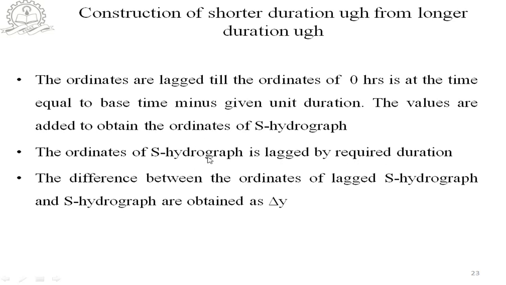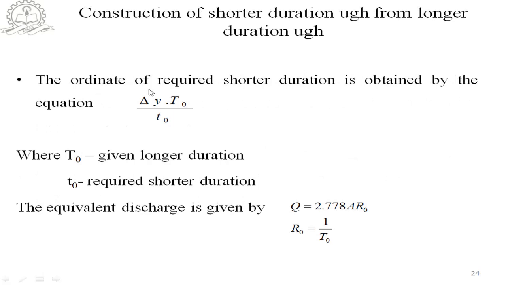Then we take the difference between the S hydrograph and the lagged S hydrograph, and it is obtained as delta y. The next step: the ordinate of the required shorter duration is obtained by the equation delta y into capital T0 divided by small T0, where capital T0 is the given longer duration and small T0 is the shorter duration. And the equivalent discharge is given by the equation Q is equal to 0.7788 into R0, where R0 is equal to 1 by T0, that is the longer duration. And A we have to substitute in square kilometers.